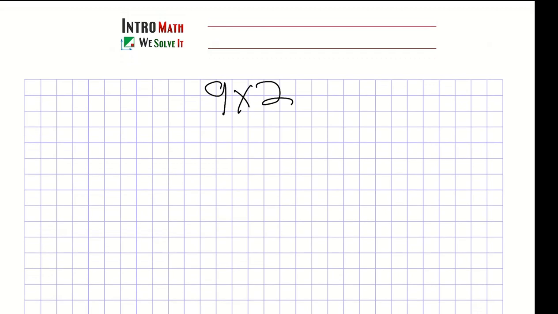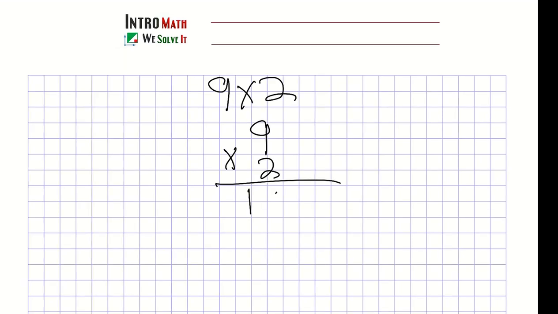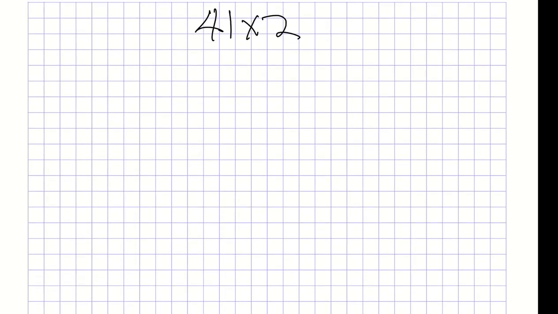So we'll move on to the next one. Next example is 9 times 2. You line it up. 9 times 2, like that. 9 times 2 is 18. You just write it like that, and then you're done. That's the answer right there. We'll move on to the next one.